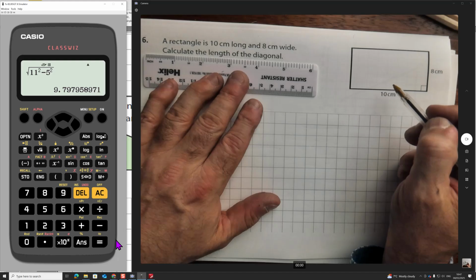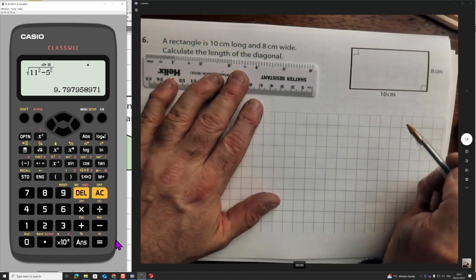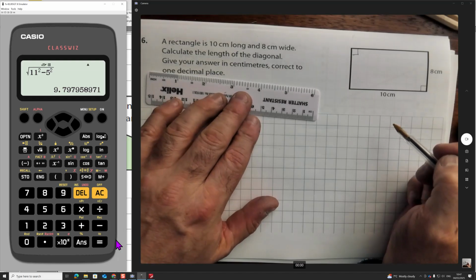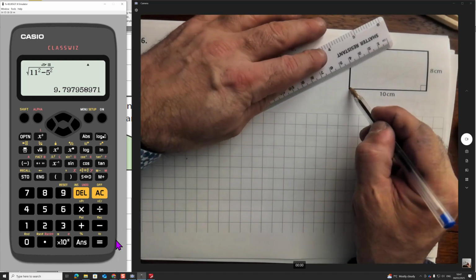It is obviously a rectangle. They should indicate that that's a right angle too. I calculate the length of the diagonal. Now the diagonals are of equal length, so it doesn't matter which one we do. So let's put in this one.